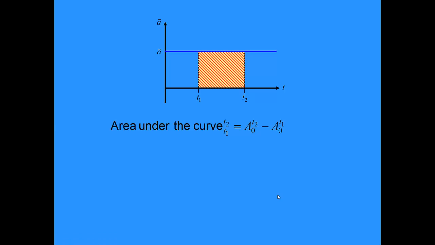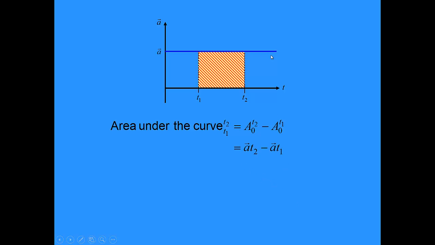Well, certainly we could do those areas. I mean, they're just rectangles, so it's just length times width. So the area of the big rectangle is just a, the acceleration, times t2. And the area of the smaller rectangle is just a times t1.